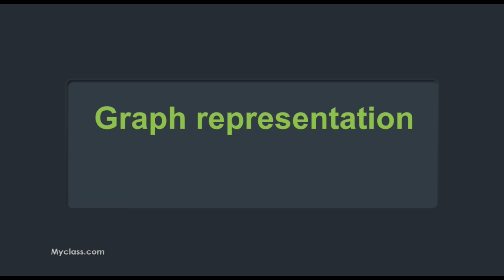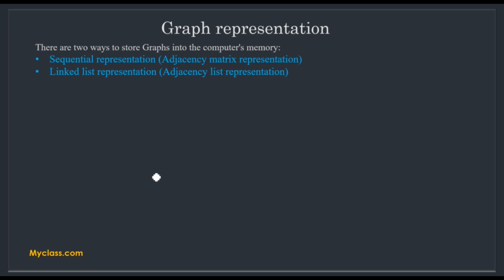Graph representation. How is a graph represented in computer memory? That is our topic in this video. There are two ways to store a graph in the computer's memory. First is sequential representation, the adjacency matrix representation. Second is linked list representation, that is, adjacency list representation.